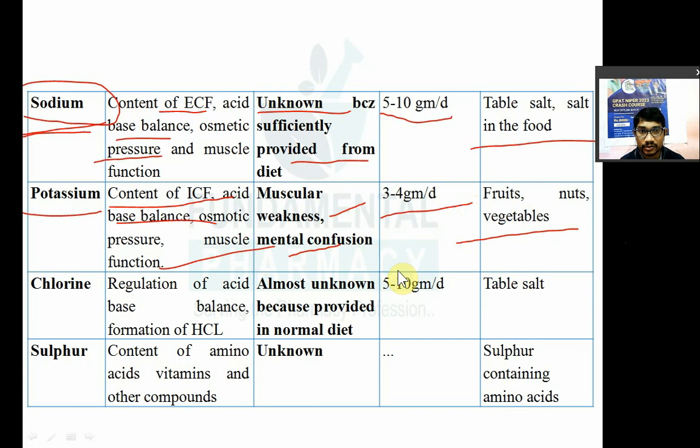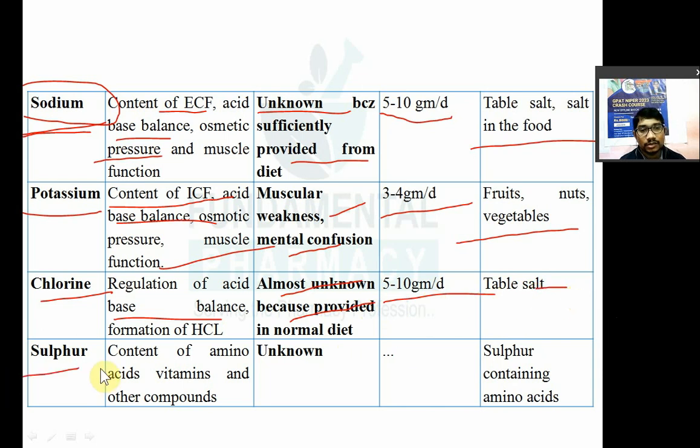It is found in fruits, nuts, and vegetables. Chlorine, again, regulates the acid base balance and formation of HCl in the stomach, that is required. Also it is required for neuromuscular transmission, chlorine ions in hyperpolarization. Almost the deficiency is unknown because it is provided through a normal diet, 5 to 10 gram per day. Table salt is a good source.